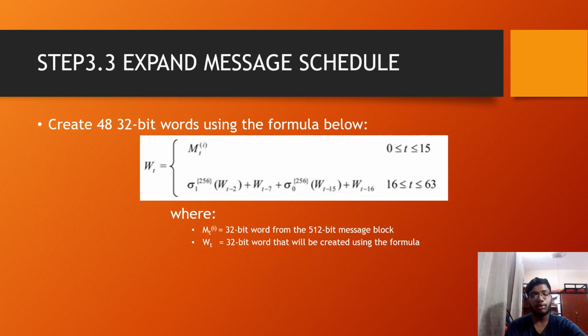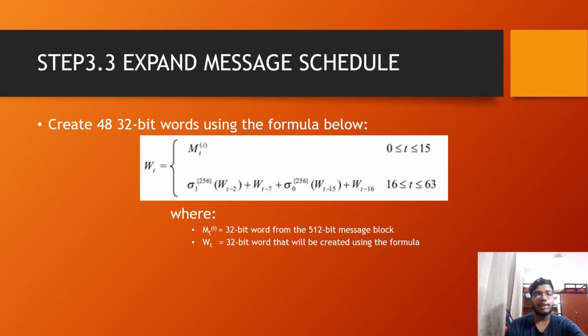we need 48 more words, and to do that we will be using the following 16 words and the formula shown below. You just have to apply what we learned earlier in order to get the next term. For example, lowercase sigma 1 here is just a function that we discussed previously which does 3 operations on a word, namely rotate right by 7, rotate right by 18, and shift right by 3, and finally XORs these 3 resulting values together. The t minus 2 here means that the input for the lowercase sigma 1 function is the term that is 2 units before the current term being computed.